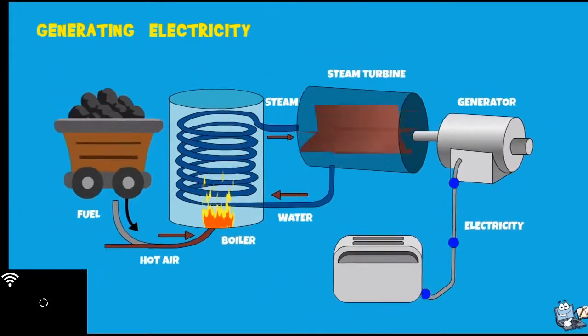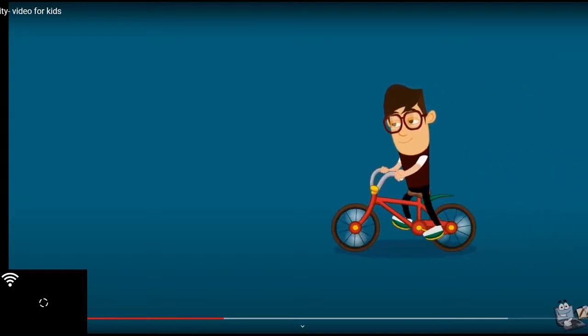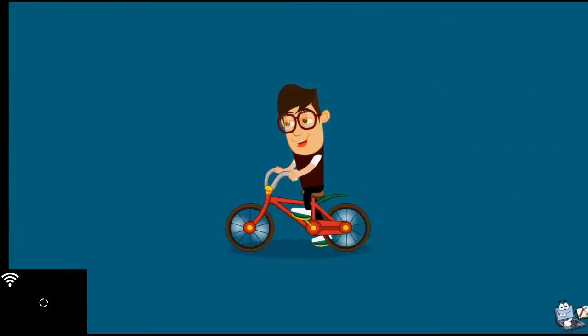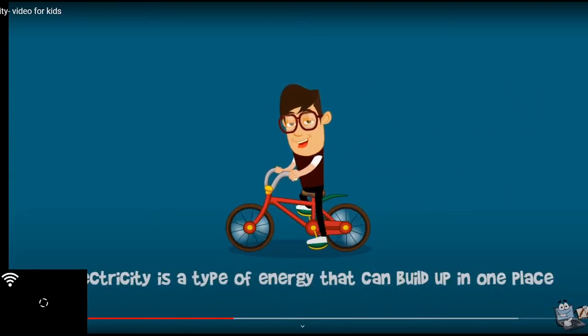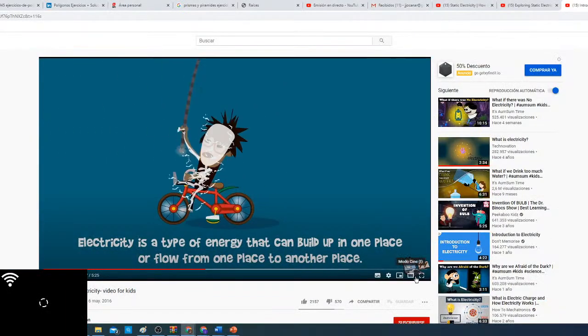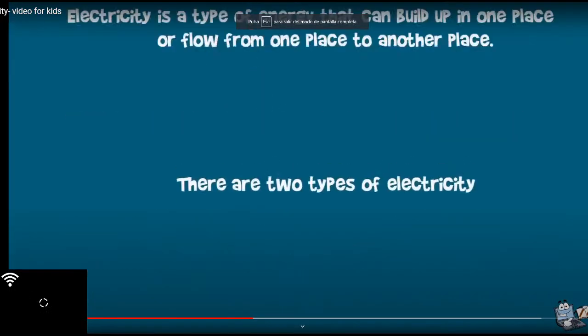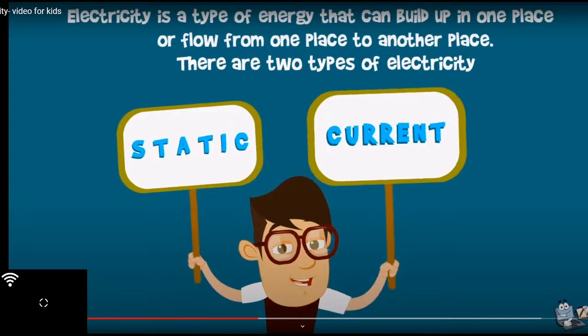We see uses of this electricity in our homes and schools. Now let's remember the definition of electricity. Electricity is a type of energy that can build up in one place or can flow from one place to another place. So we can make electricity. There are two types of electricity, static and current.